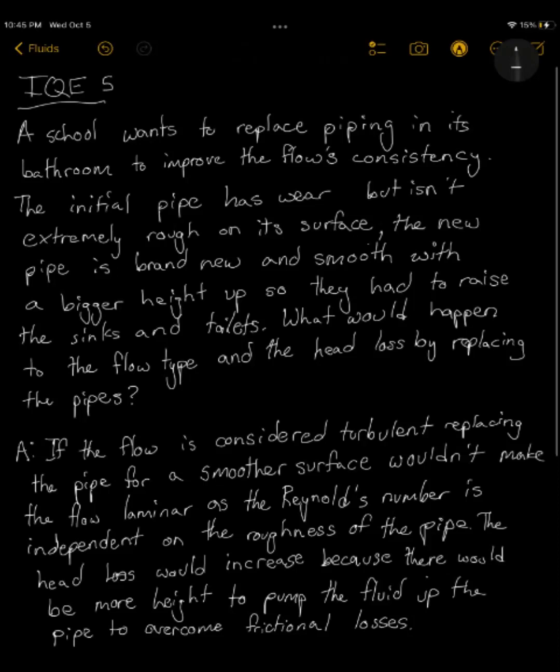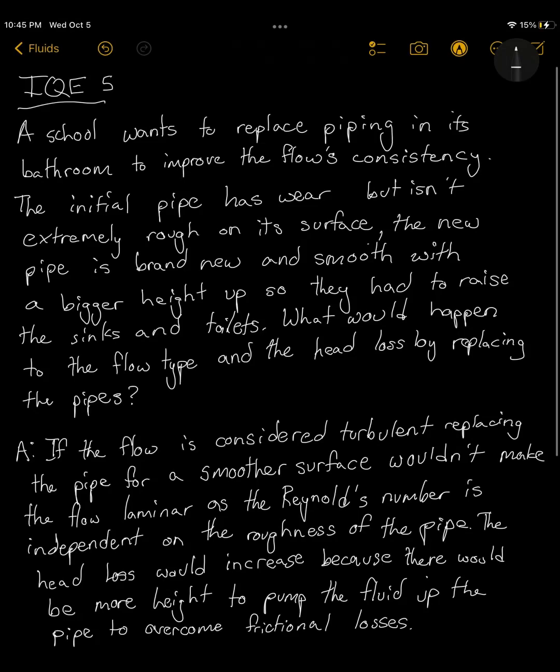For IQE5, a school wants to replace piping in its bathroom to improve the flow's consistency. The initial pipe has wear but isn't extremely rough on its surface. The new pipe is brand new and smooth with a bigger height up, so they had to raise the sinks and toilets. What would happen to the flow type and the head loss by replacing the pipes?